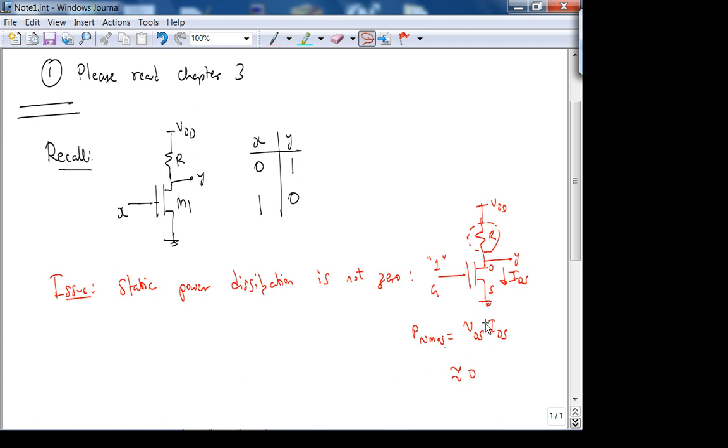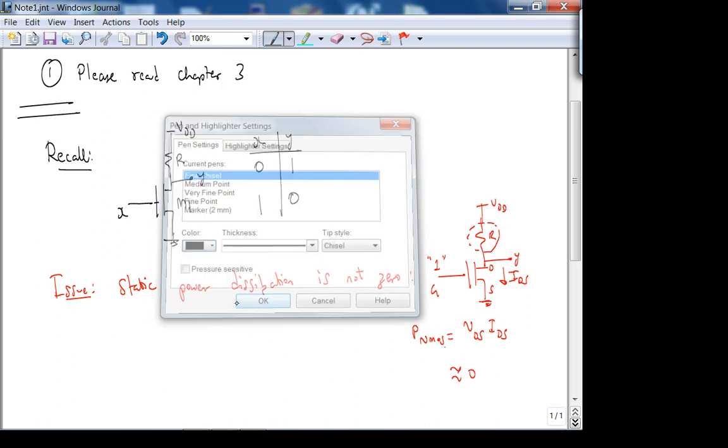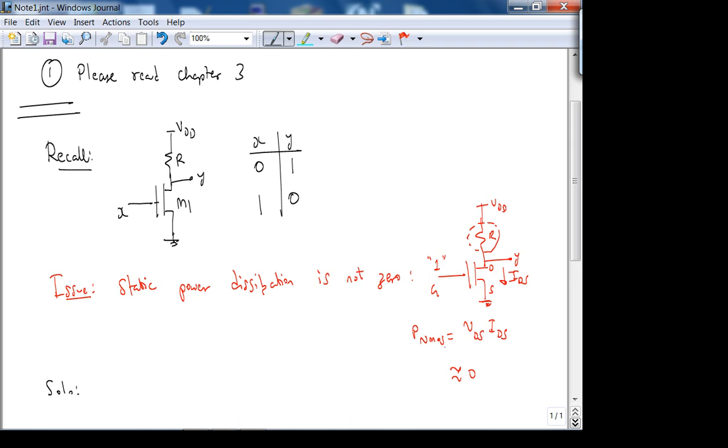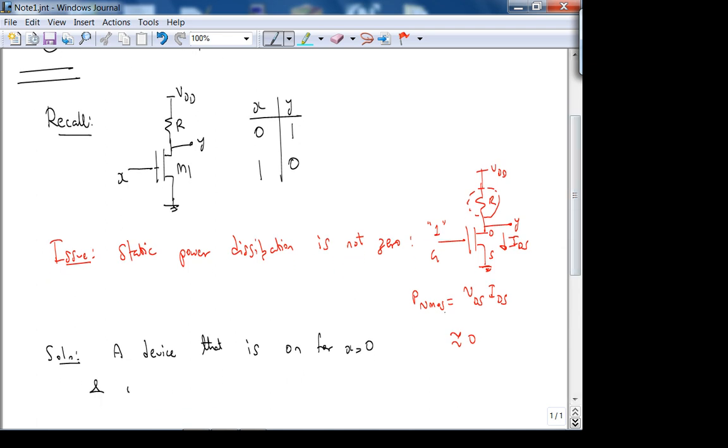So this is not really the issue. The issue is this fellow. That's why I have put it in a little dotted circle, okay? So what we want is a device. The solution which the engineers came up with in the 1970s is a device that is on for x equals 0 input, okay, and off for x equals 1, all right?